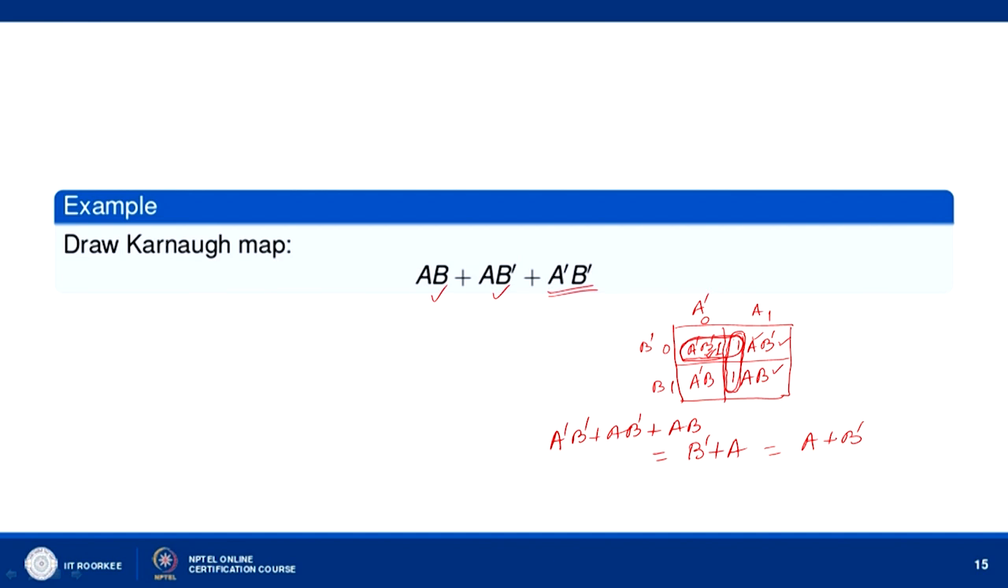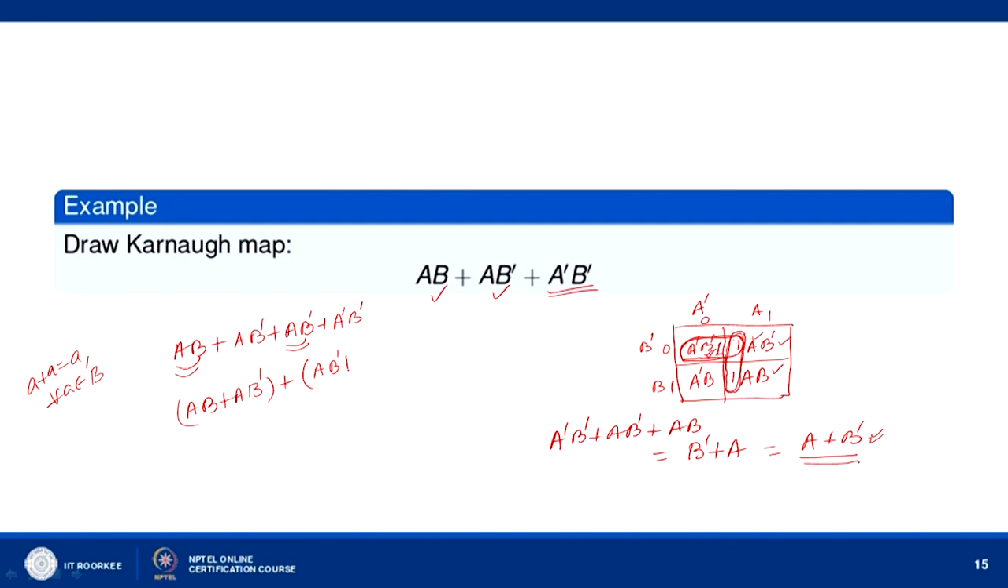So, this is how we can use the Karnaugh map to simplify this expression. This output can be obtained by using postulates and theorems also. Now let us get this output A plus B dash by using postulates and theorems. A B plus A B dash plus A dash B dash, I can also write as A B plus A B dash plus A B dash plus A dash B dash, because A plus A equals A for all A belonging to B. Now, we can combine this and this.